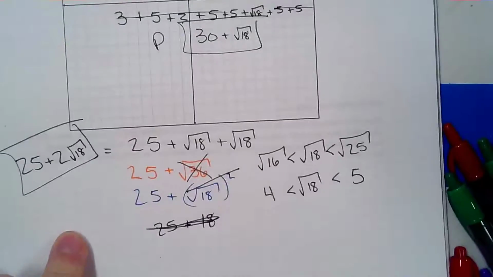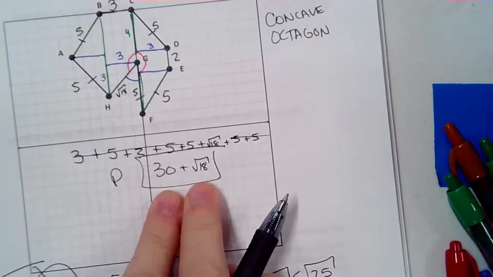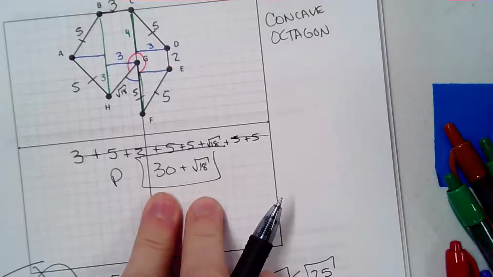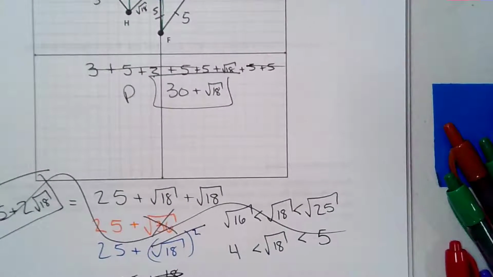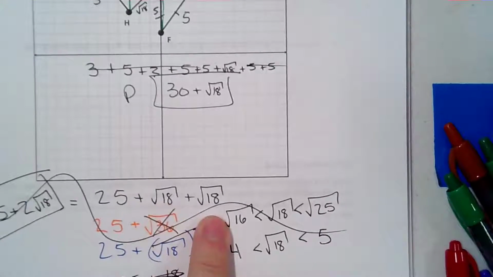Or at least, no, this wouldn't be because I changed the problem. That's the answer. Questions, comments, concerns? Now, if on your test tomorrow you have 2 root 18s, I would prefer to see it like this: 2 times root 18, not just root 18 plus root 18.